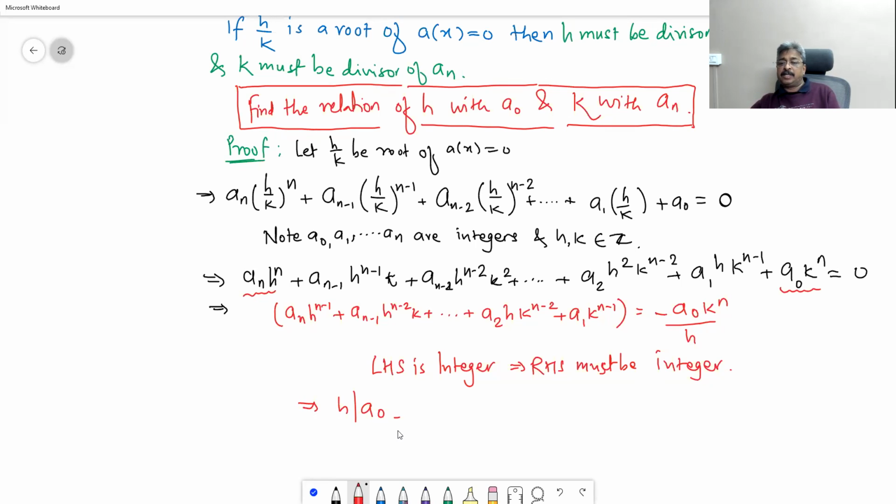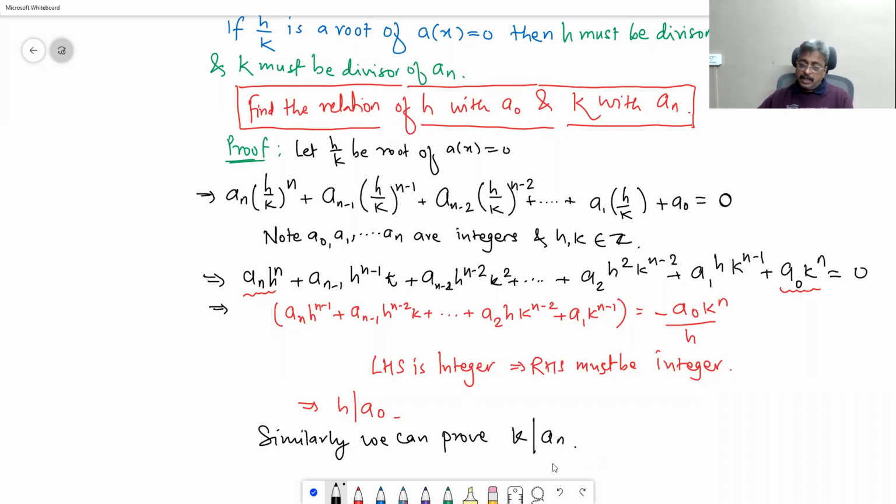Do you understand this? It is extremely important and easy that way. Similarly, you can prove k divides n. This is the possible rational root theorem.